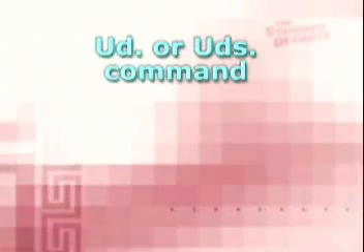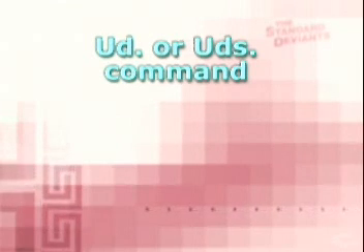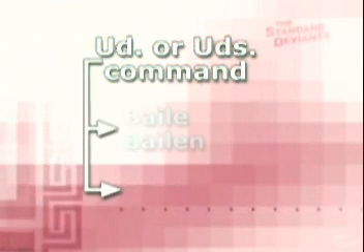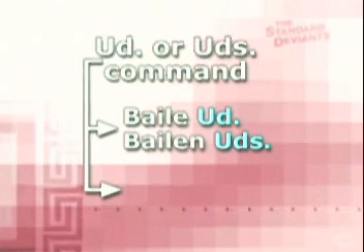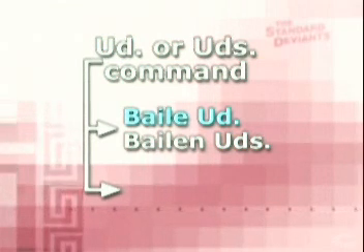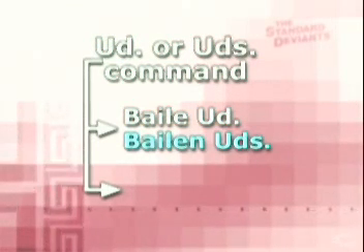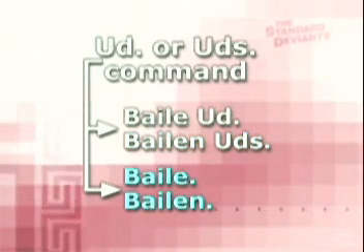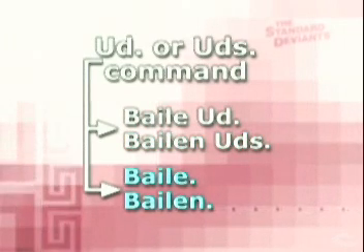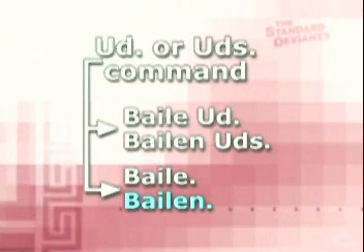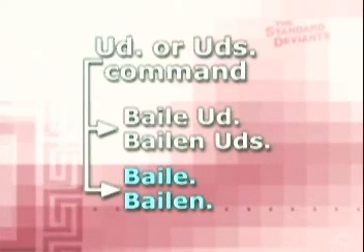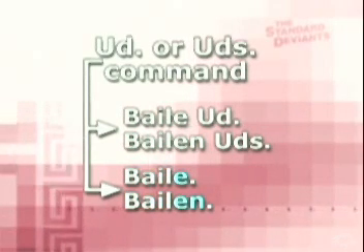When we're using an usted or ustedes command, we can express it 2 ways. We can say the person we're addressing the command to after our verb. Baile usted. Bailen ustedes. Or we can just say the verb and let the usted or ustedes be implied. Baile. Bailen. This is how you'll see it most of the time, since you already have the different ending to let your listeners know it's a command.